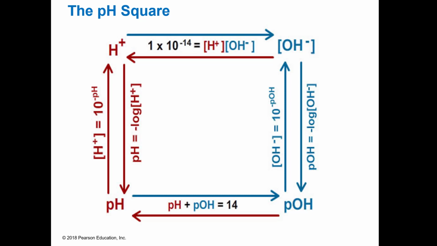I'm introducing this to you right now because the pH square is a really handy tool, and you're welcome to use this on the test if you need to be reminded. If you're going from a base to an acid, you follow the red arrow, and if you're going from an acid to a base, you follow the blue arrow. So if you have pH and you need to go to the H+, you follow this, and that means that the H+ is going to be equal to 10 to the negative pH. If you need to go from H+ to OH-, it tells you that those two multiplied together is equal to 1 times 10 to the minus 14. See how that works? And then down here, going from pH to pOH, pH plus pOH equals 14.